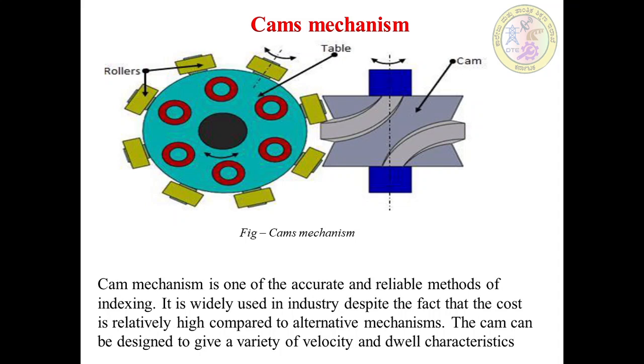The cam surface geometry is more complicated in a crossover indexing type of cam. This is one type of crossover indexing type of cam mechanism, as shown in the sketch.